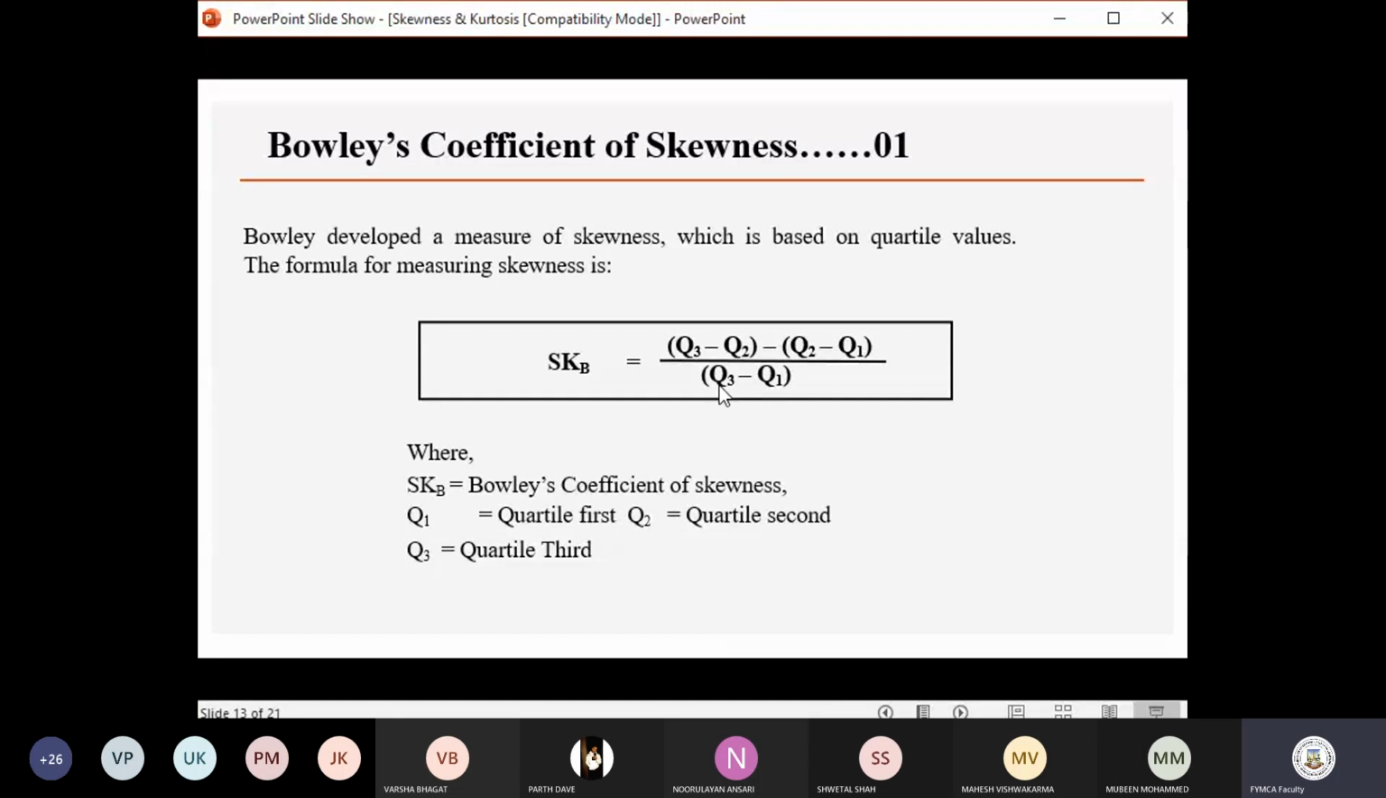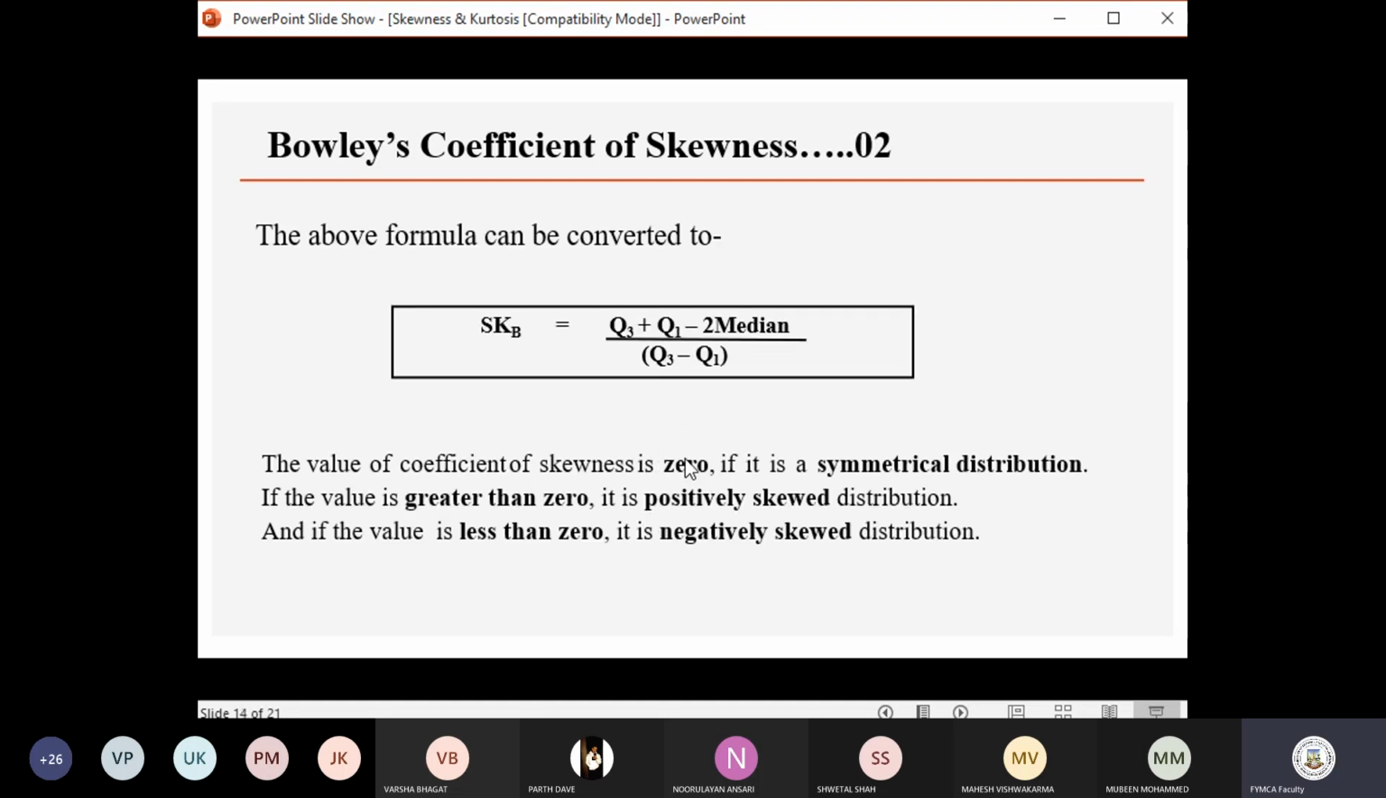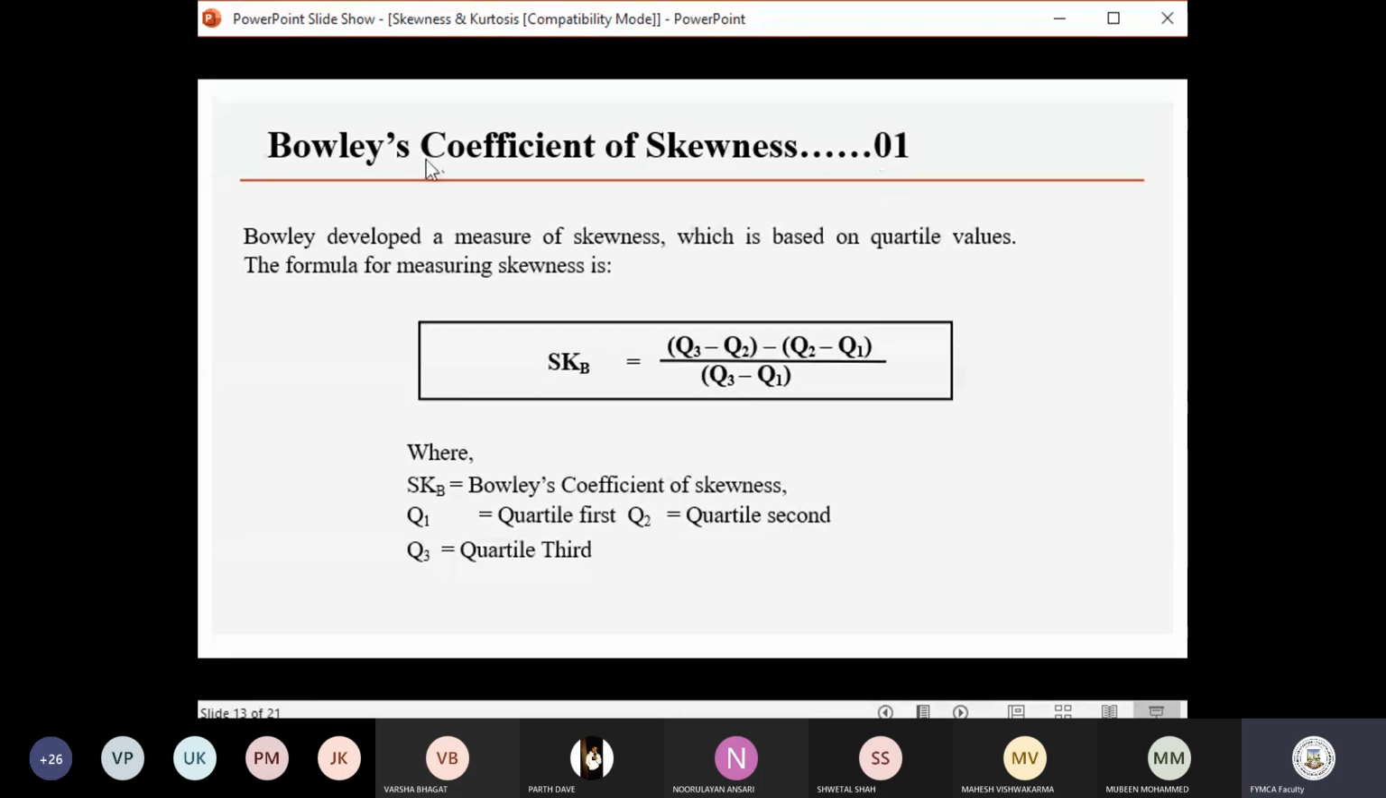Basically, if you are not in a position to calculate the value based on mean, median, mode, or if you don't have the standard deviation parameter, then you can go for the quartile value. Or in some cases, if quartile is given, or you want to relate quartile with SKB, the coefficient of skewness, then you can use this particular type of formula. So this is the first case of the coefficient of skewness based on Bowley's equation. Have you noted down this particular formula?